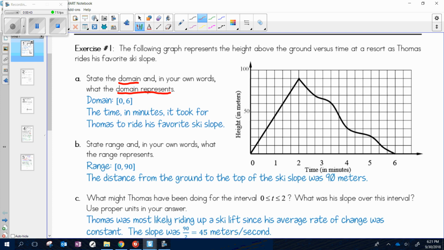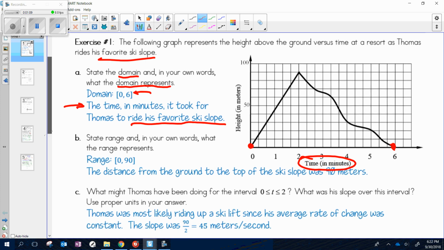So the domain, I'm looking from 0 to 6, and we are including the 0 and the 6 on the graph, so there are brackets. And this represents the time in minutes, because I read the axis and it said time in minutes, that it took for Thomas to ride the ski slope, because it told us in the question he's riding a ski slope. So it looks like he went up the lift and then back down. But that's all they wanted for part A.